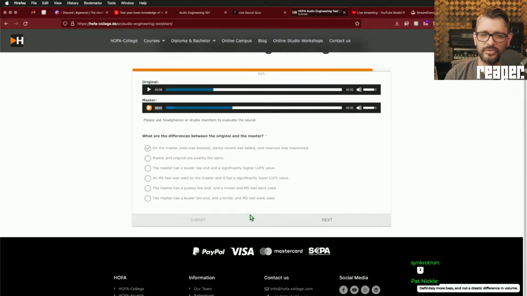Pretty similar. Significantly higher, significantly lower. Limiter MS tool were used.